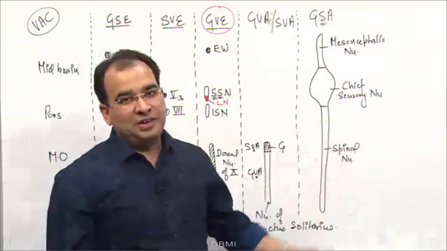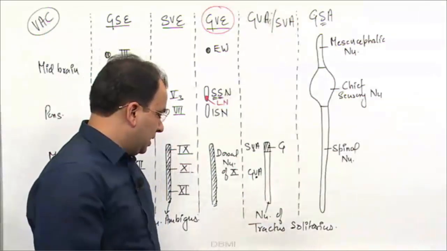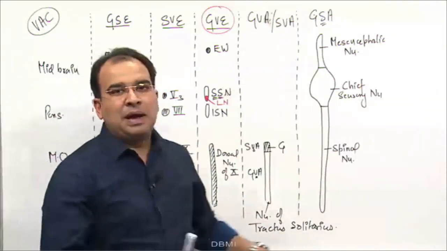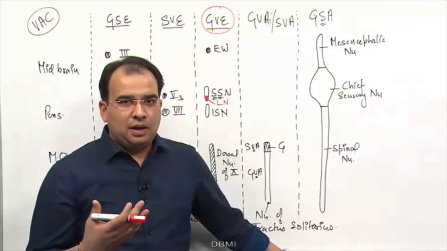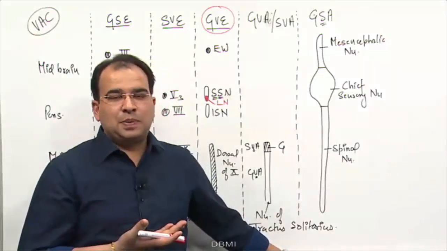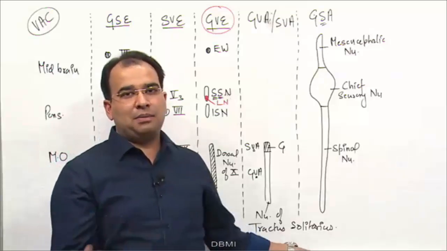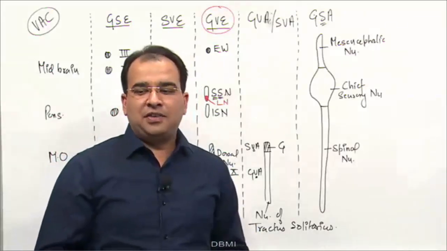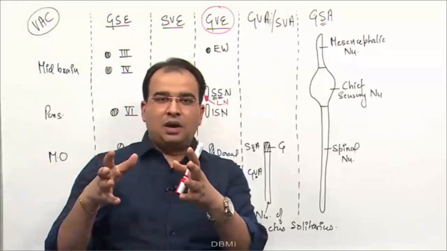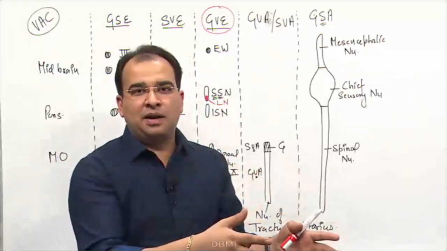The question is, why three? I mean, why do we have three columns here? See, it's simple math. If you look at the tracts present at the spinal cord level, if you do a sectioning of the spinal cord, and I ask you what are the major ascending tracts we have, then we have the spinothalamic tract, the dorsal column tract, and the spinocerebellar tracts.